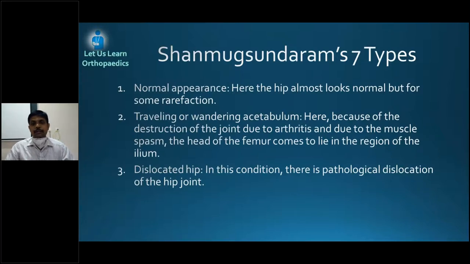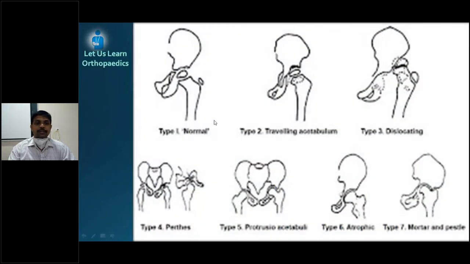The third type is dislocated hip. In this condition, there is pathological dislocation of the hip joint. The head is totally out of the socket, whereas in traveling and wandering it is subluxated. You see the diagram here: type 1, normal hip. In traveling acetabulum, the weight-bearing dome of the acetabulum is lost, so the head is partially subluxated out of the socket. The superolateral margin of the acetabulum is destroyed, and the femoral head has been subluxated and articulates with the ilium. That is subluxated femoral head or traveling acetabulum. In the third type, the head is totally out of the socket and dislocated onto the posterior surface of the ilium, and that's called dislocating hip.